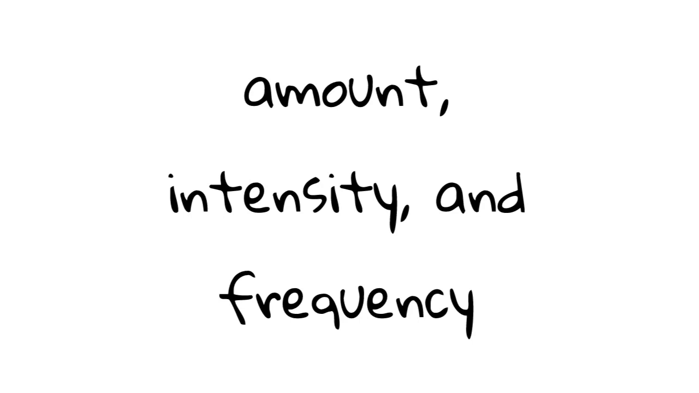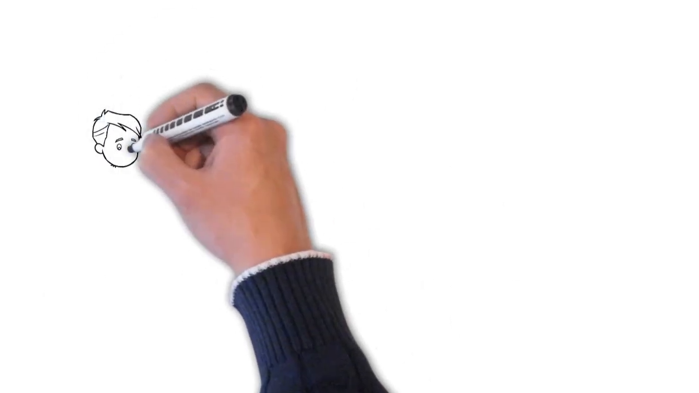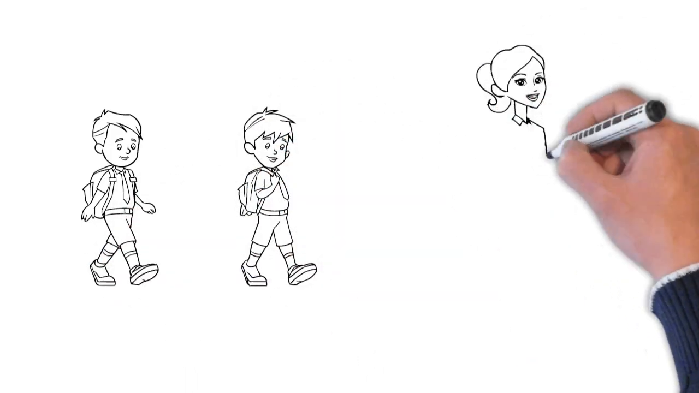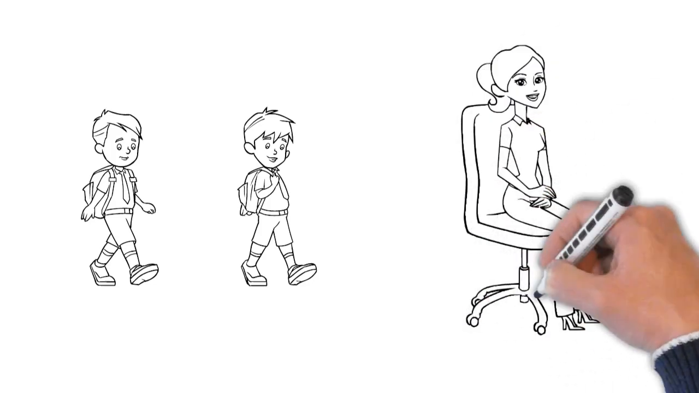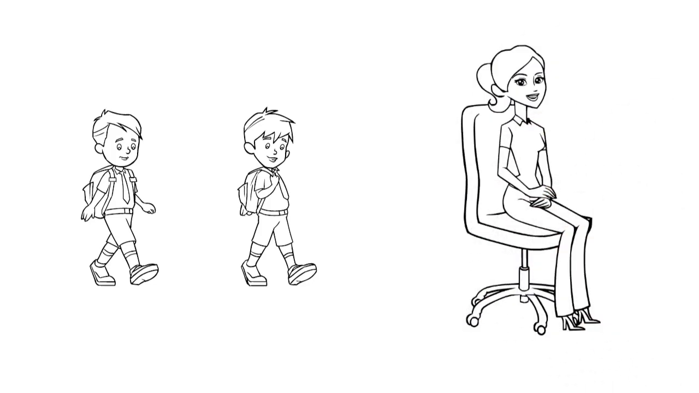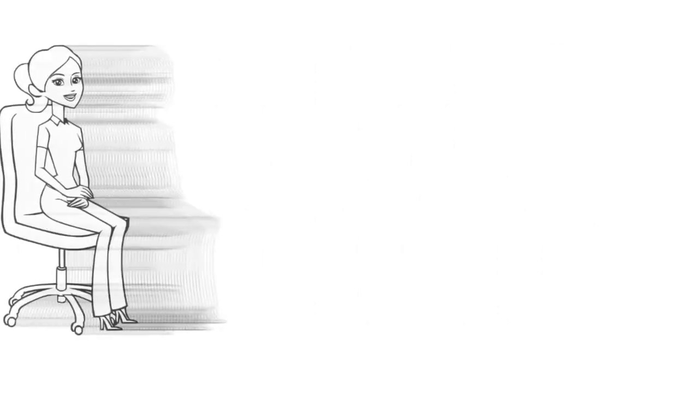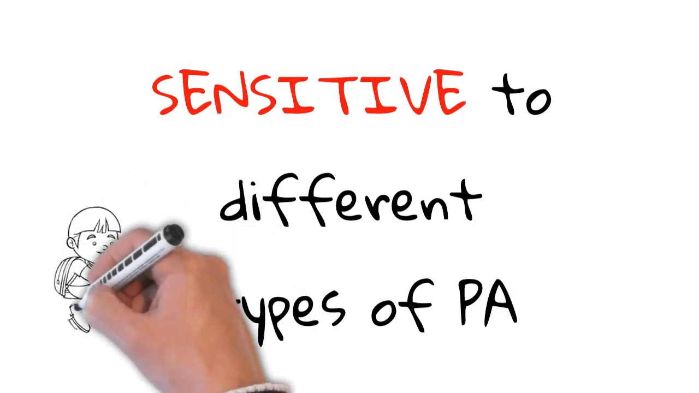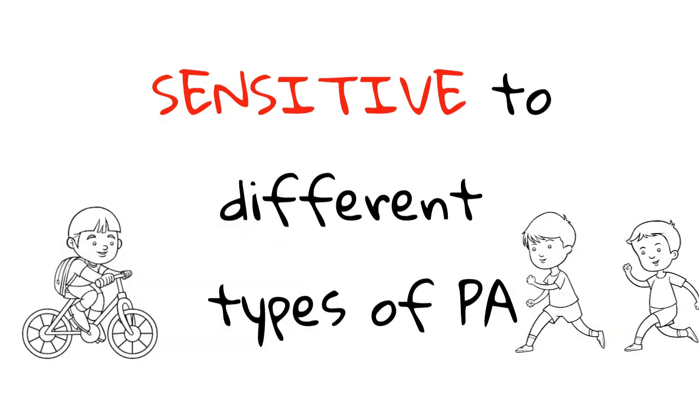One of the main advantages of accelerometers is that they can provide detailed information on physical activity patterns over an extended period. For example, they can detect changes in physical activity throughout the day, including bouts of sedentary behavior and brief periods of activity. Accelerometers are also sensitive to different types of physical activity, including low-intensity activities such as standing and walking, as well as higher-intensity activities such as running and jumping. They can also differentiate between different types of physical activity, such as cycling and rowing.